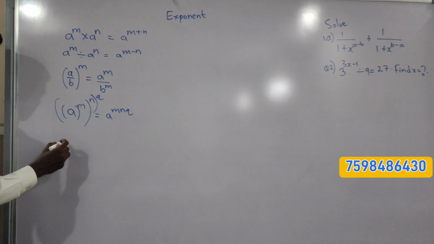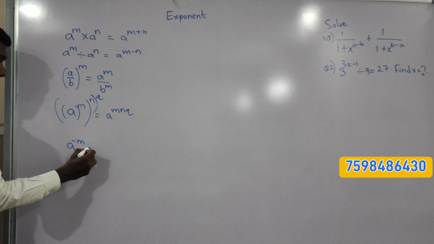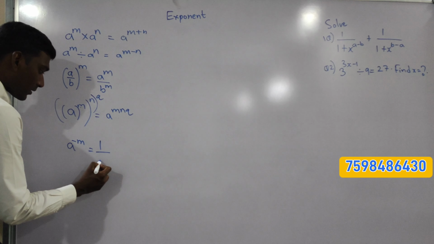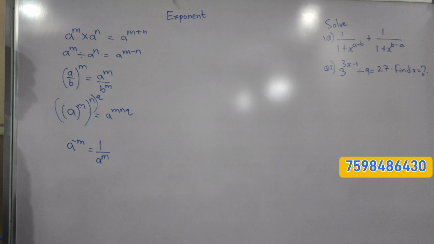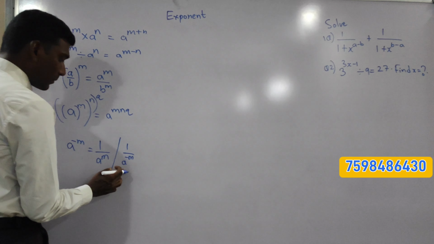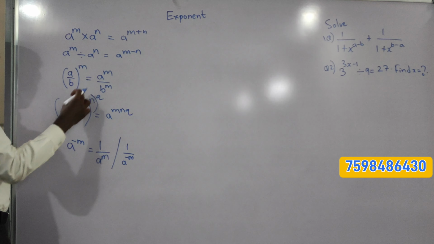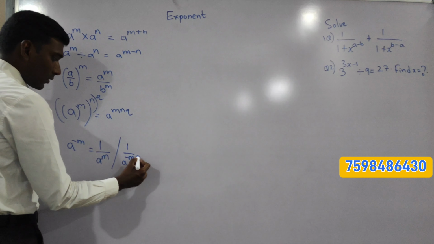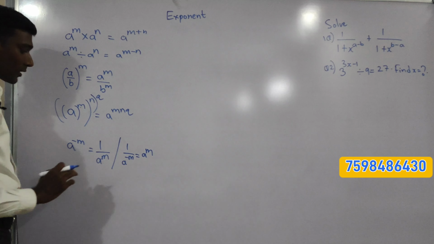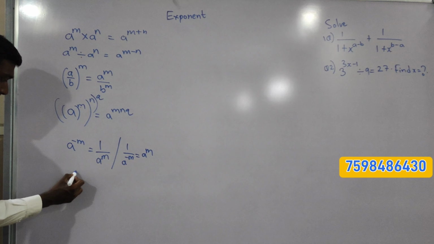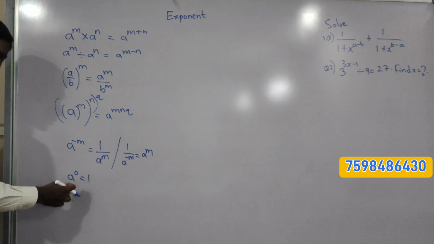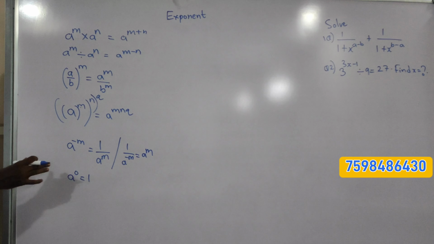Okay. Next, you have a to the power of minus m. If something is to the power of negative m, you will just take 1 by a to the power of m. Otherwise, if it is given like 1 by a to the power of minus m, where a can be any constant, this can also be written as a to the power of m. Both are one and the same. And anything to the power of 0, the answer is 1. 10 to the power of 0 is 1, 7 to the power of 0 is 1, 3 to the power of 0 is 1, in this way.